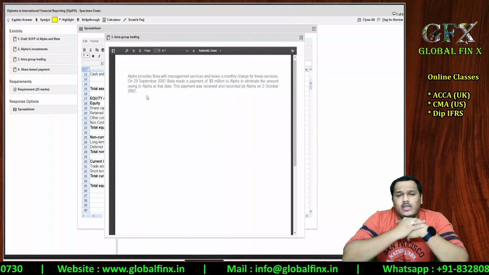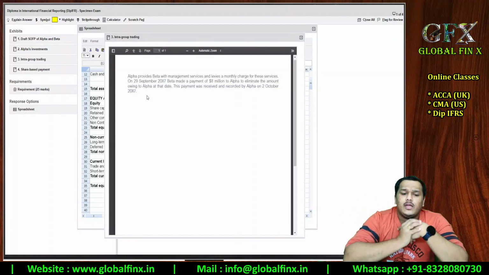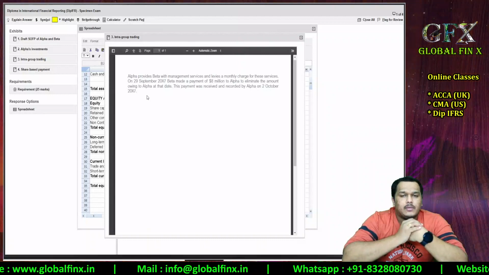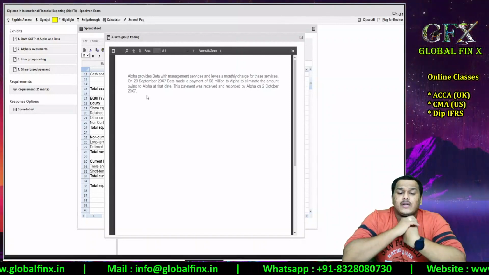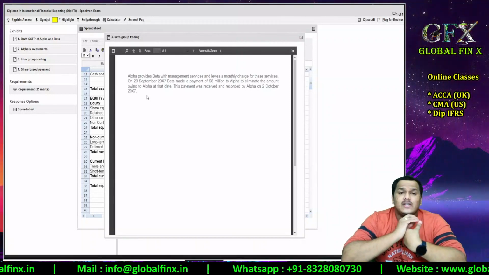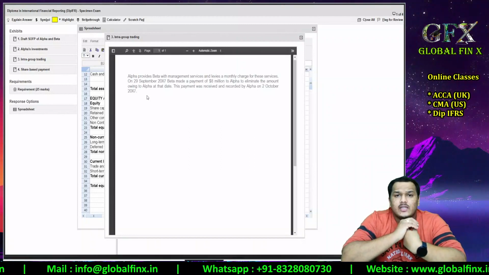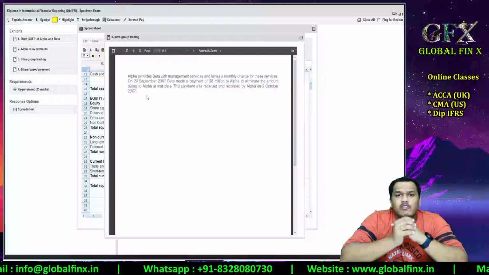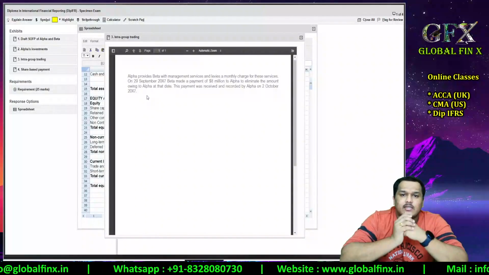Subsidiary has sent $8 million to the parent company 1 day before the closing. On 29 September, subsidiary made the payment, but parent received that after 2 days, that is on 2nd October. So what we will do, we will deduct that 8 million from the receivables of parent because it's already been sent by the subsidiary.